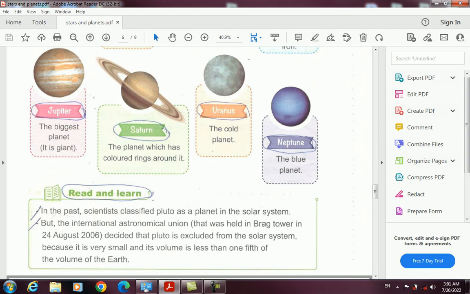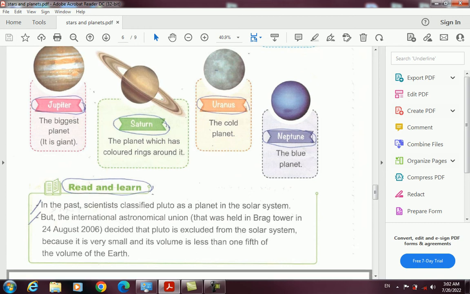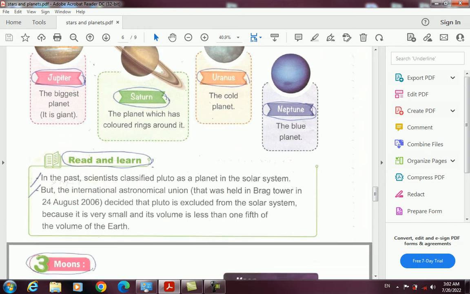The International Astronomical Union, held in Prague on the 24th of August 2006, not so long ago. What did they do? They decided that Pluto is excluded from the solar system because it's very small and its volume is less than 1/5 of the volume of the Earth. So they decided that it's not a planet, but it's still existing. Or simply, it's not among our solar system.